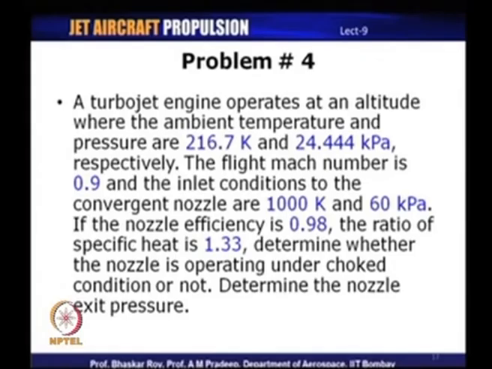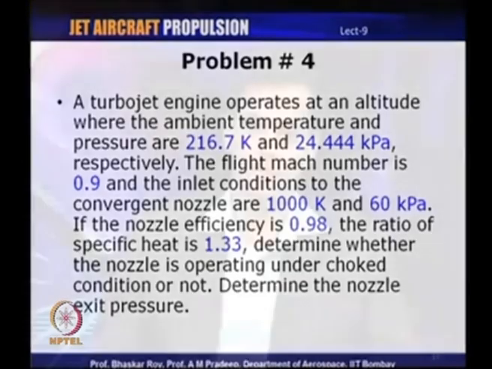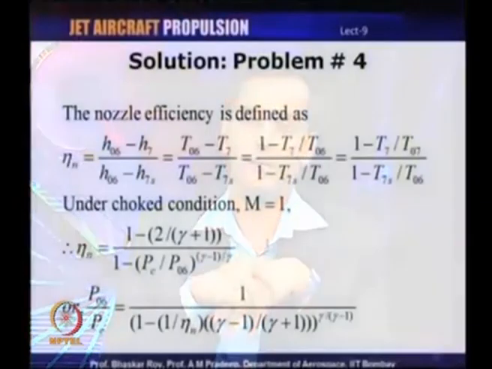So, in this case we have the ambient conditions, the ambient temperature and pressure, and then the nozzle entry conditions for the convergent nozzle. So, in this case the nozzle is convergent and we have the inlet conditions for the convergent nozzle. The nozzle efficiency is also given, and based on this data we have to find out whether this nozzle is operating under choked condition, and also we need to find out the exit pressure of the nozzle. Now, let us go back to the definition of the nozzle.